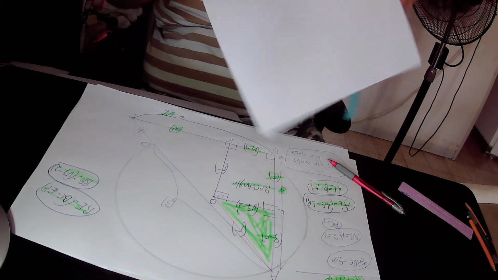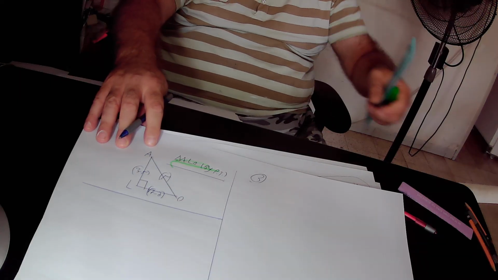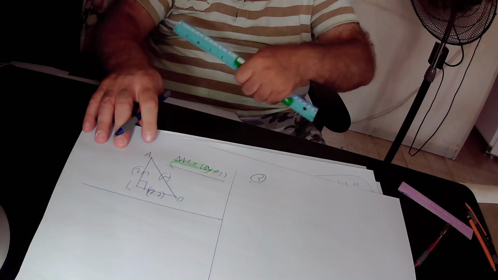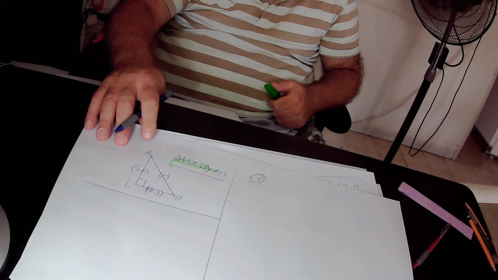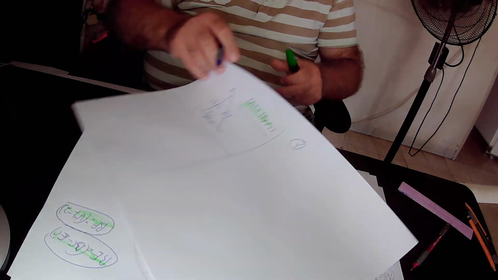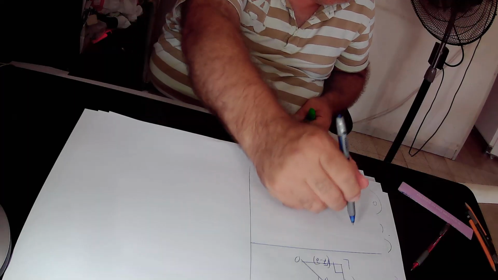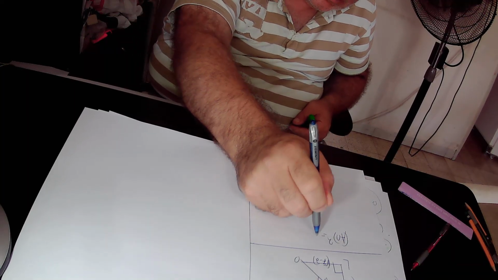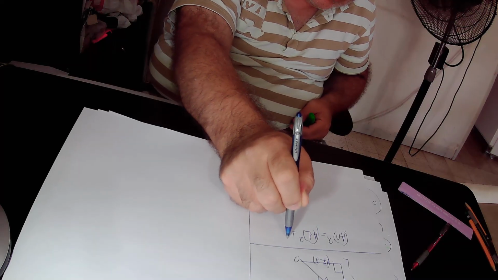So actually, this is the right triangle ALO coming from the original drawing. In this right triangle ALO, according to the Pythagoras theorem, AO squared, the square of the hypotenuse, equals AL squared plus LO squared. So write it down: AO squared, the square of the hypotenuse, equals AL squared plus LO squared.